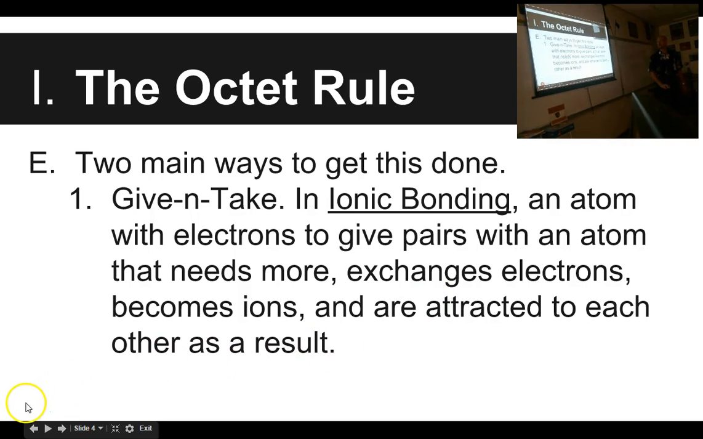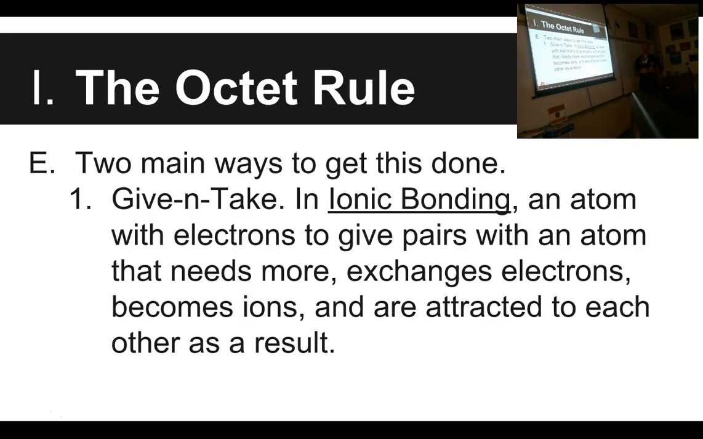There's two ways to get this done. Take a moment to write this down. So, we've got two ways to get to 8 electrons in the valence shell. One of them causes what's called an ionic bond. One of them causes what's called a covalent bond. There are some other ways of bonding too, but for the sake of this lecture, we're going to look at those two as the main examples of how a bond forms.